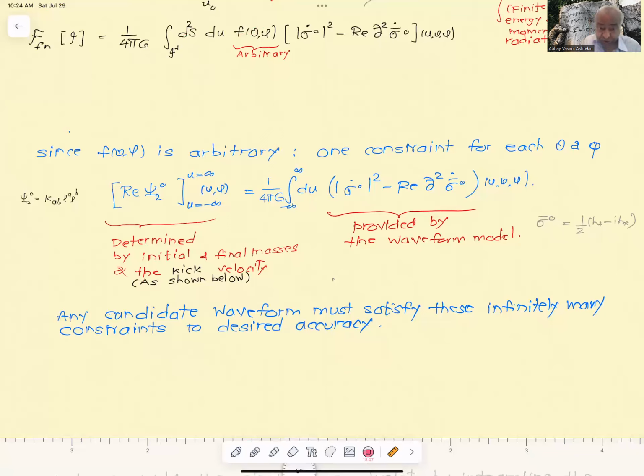Now, we're going to see this in some detail, but this is something that is just provided for me from the waveform model, because the waveform model gives me sigma naught, and therefore I can just calculate sigma naught dot and I'll calculate this object.